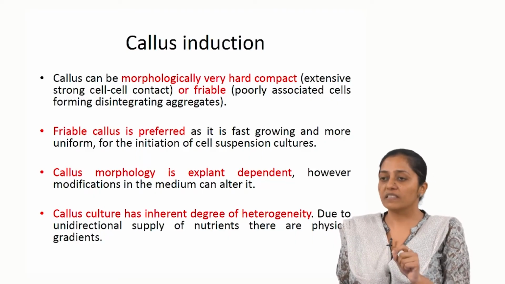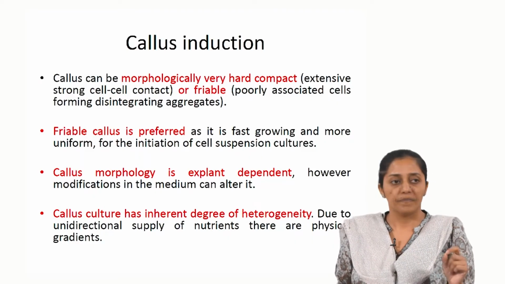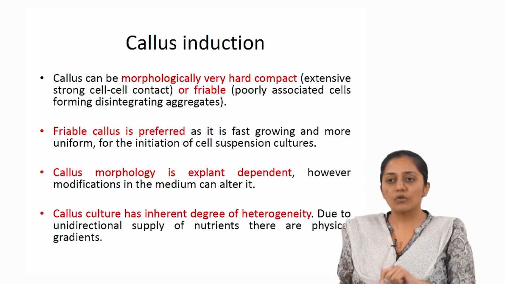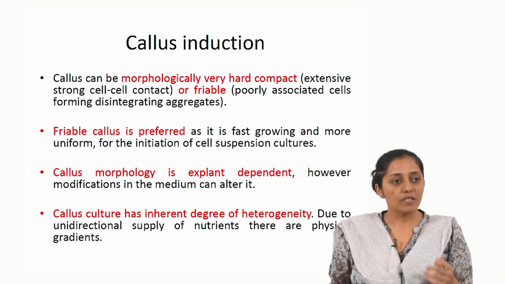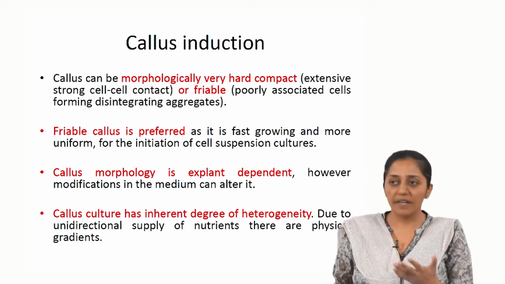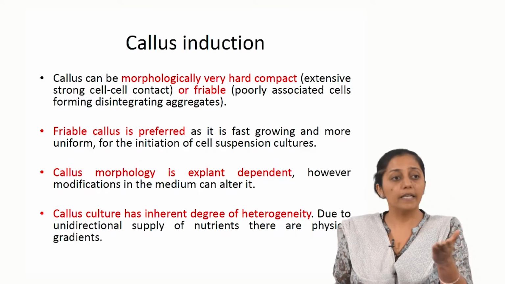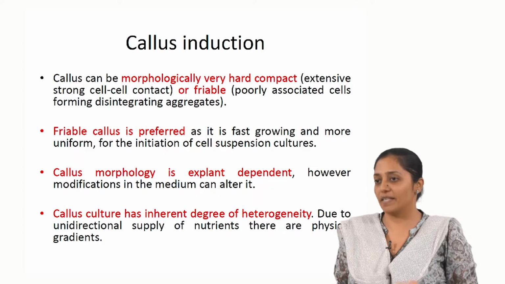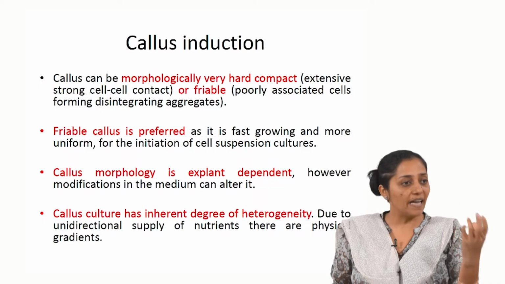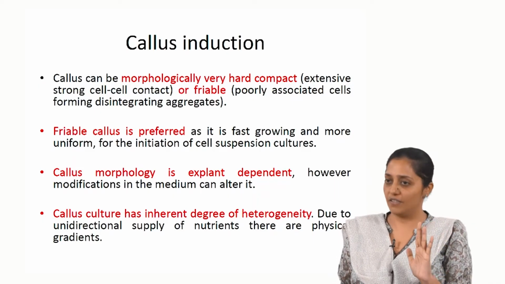Now, this is a demerit in one sense. What demerit? This also gives heterogeneity to the callus nature, because there are physical gradients, nutrient gradients, thereby leading to biochemical gradients and maybe their biosynthetic capacity. So, that is why callus can be heterogeneous in nature.